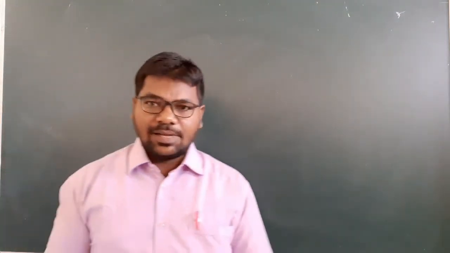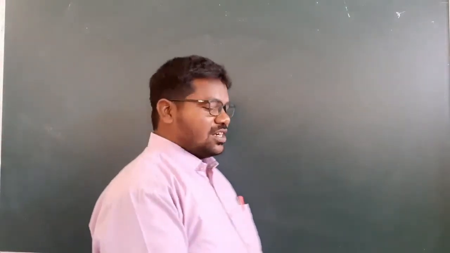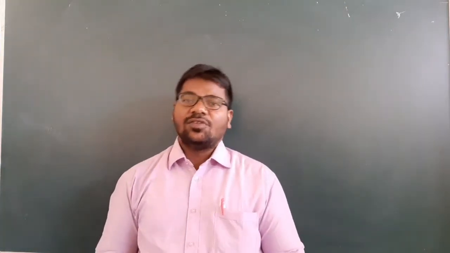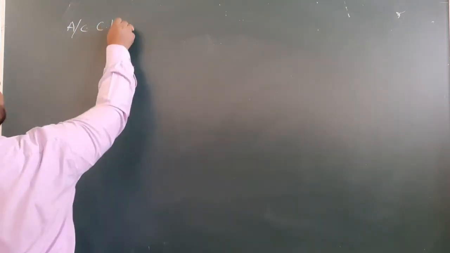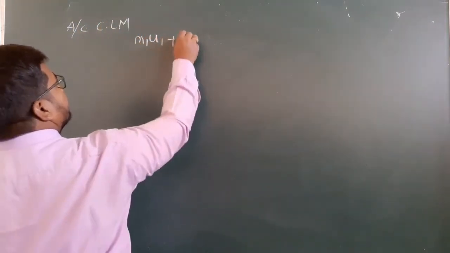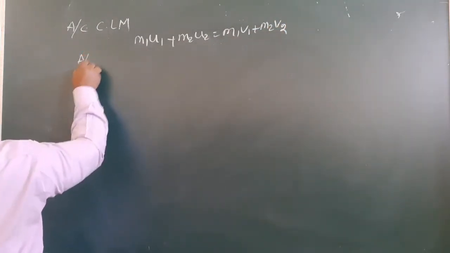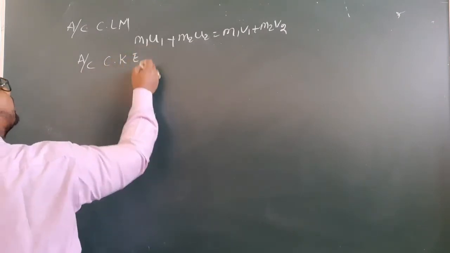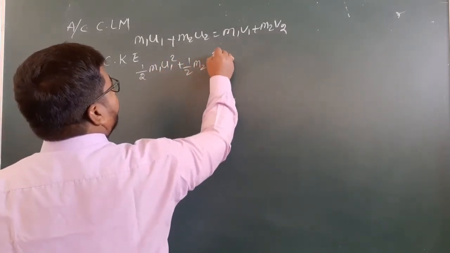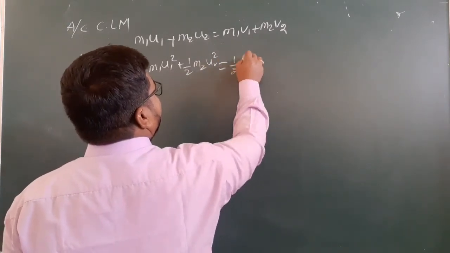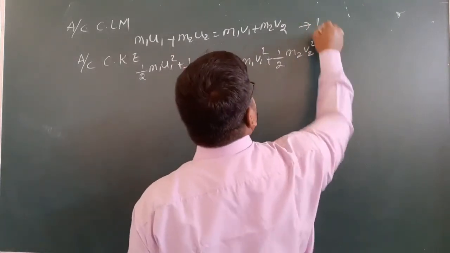Briefly, I will explain this total content in a single shot. We know that collision is a strong interaction between two colliding bodies which exert some force and some momentum. According to conservation of linear momentum, m1 u1 plus m2 u2 is equal to m1 v1 plus m2 v2. According to conservation of kinetic energy, 1 by 2 m1 u1 square plus 1 by 2 m2 u2 square is equal to 1 by 2 m1 v1 square plus 1 by 2 m2 v2 square. This is equation 1 and equation 2.